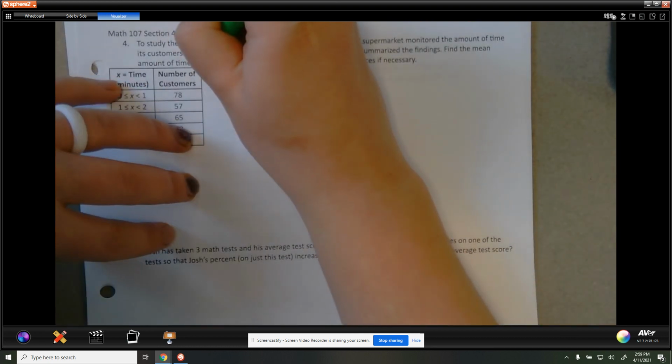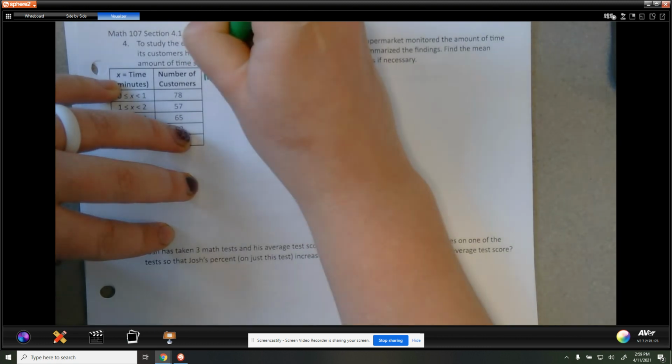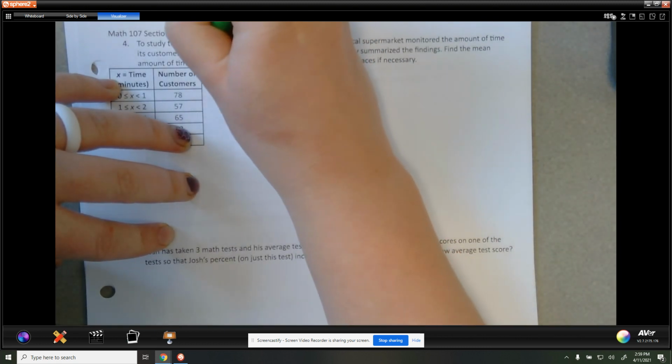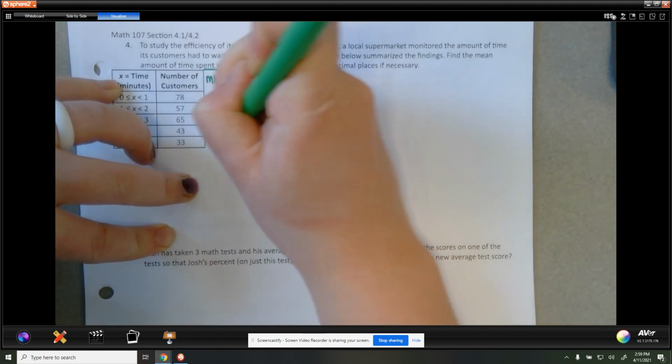So this is finding a mean with grouped times here. We don't know exactly 2 minutes and 33 seconds. We don't know the specifics. So we have to take the midpoint of all of these. I'm going to call this the midpoint. Add that to my table.